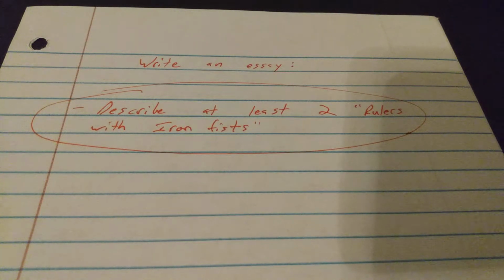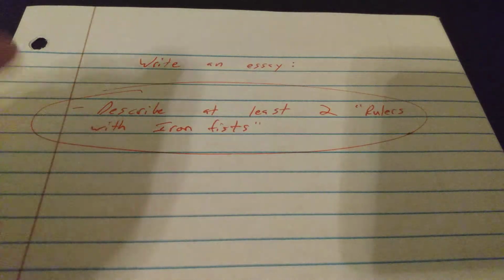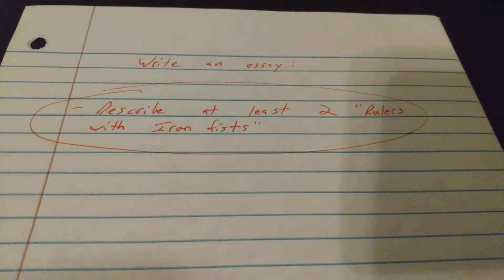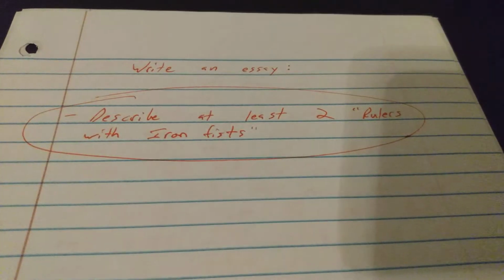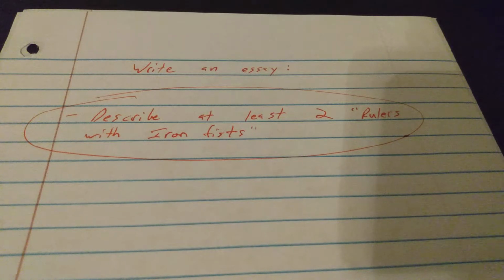So I'm going to go over again kind of how to write one. We've done stuff like this before, so it's not completely new to you. One thing that I want you guys to be able to do, and this is what we were doing this chart for, is to describe at least two rulers with iron fists.